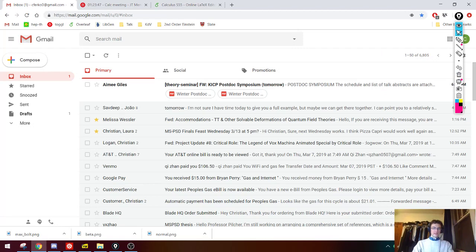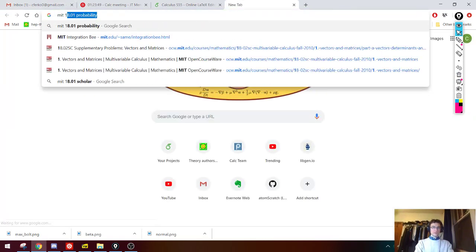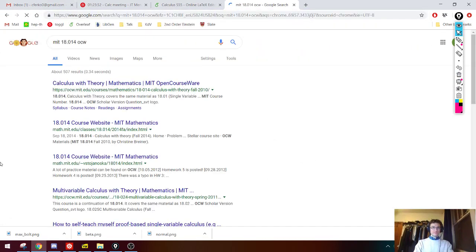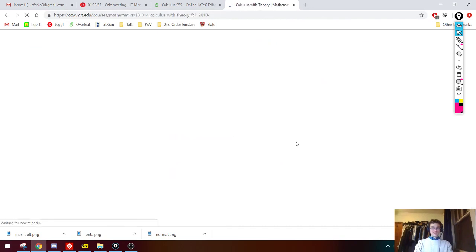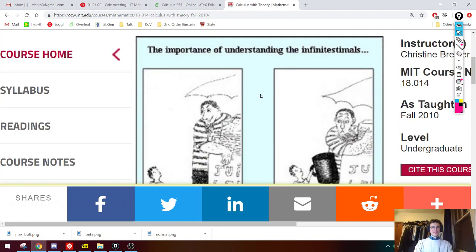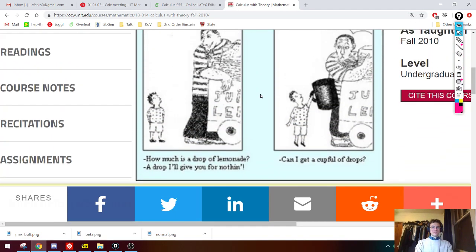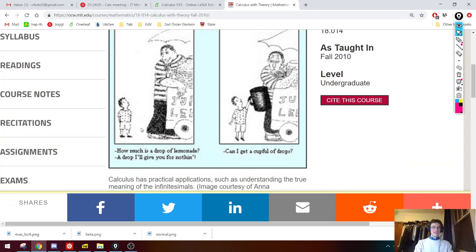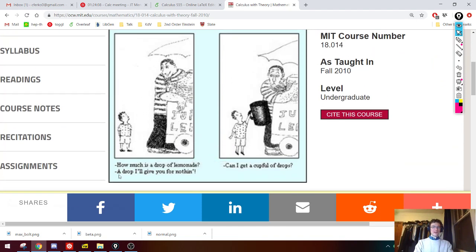And I'd just like to show you a comic very quickly. So this is a little, you can read at the top, it says the importance of understanding infinitesimals. And it has a little kid at a lemonade stand. And he says, how much is a drop of lemonade? The kid asks for a drop. And the guy says, I'll give you a drop for nothing. And the kid asks, can I get a cup full of drops? Because the price of one drop, of one point in your probability distribution, is 0. Then you would just ask for the whole cup full of drops and get it for free.